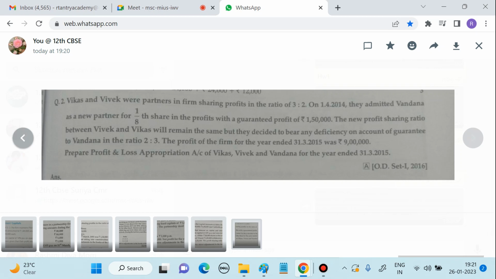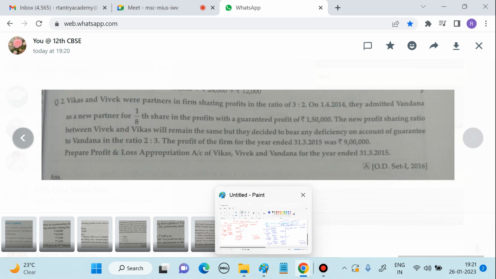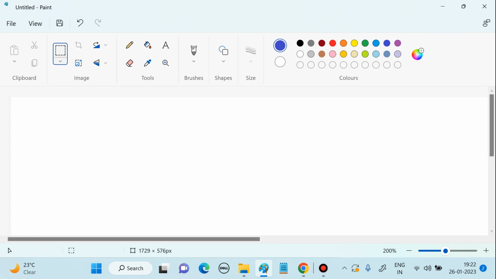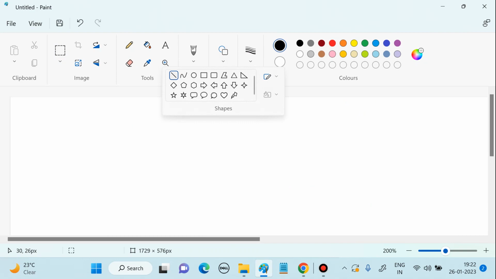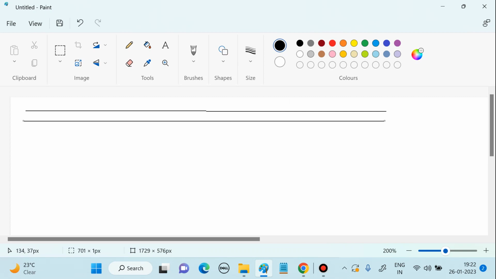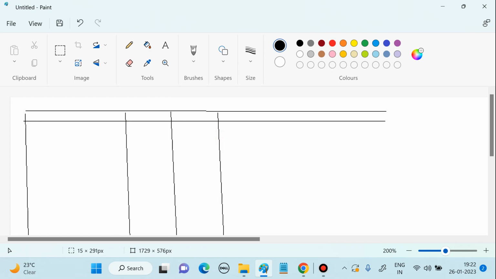Shall we start? Have you taken the picture of this question? Yes, ma'am. Let's solve this question to understand the concept that we just learned. First, we have to prepare the appropriation account, prepare the format. Heading: Profit and Loss Appropriation Account.